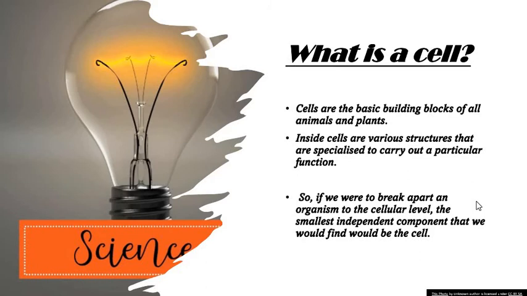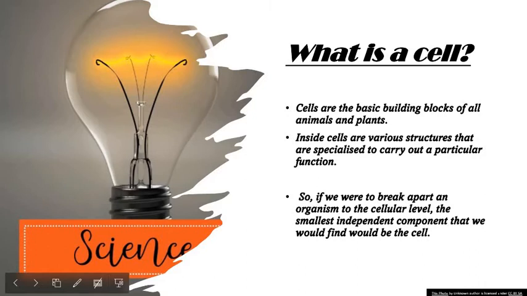What is a cell? Before you even saw this, what did you think a cell was? Put it down in the comments below, or write it down. Cells are the basic building blocks of all animals and plants. Inside cells are various structures that are specialized to carry out a particular function. So each cell is a building block of animals and plants, or living things, and inside every cell they carry out a particular function, so they do a specific job.